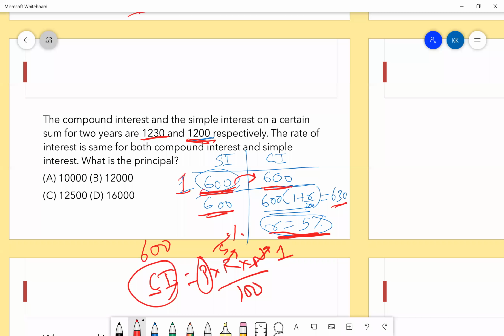Yes, Kesari, we just got caught up in the calculation. Okay, guys, we'll move forward.